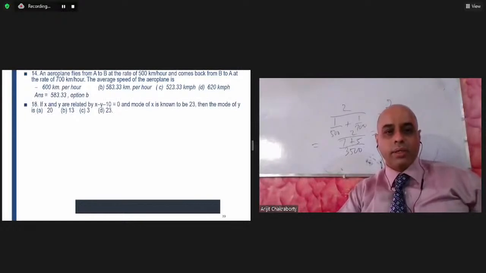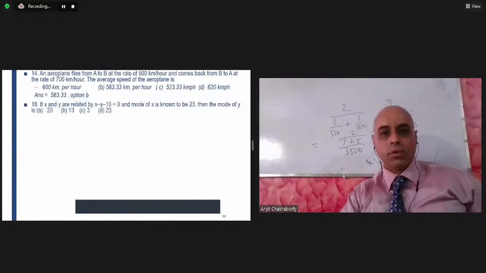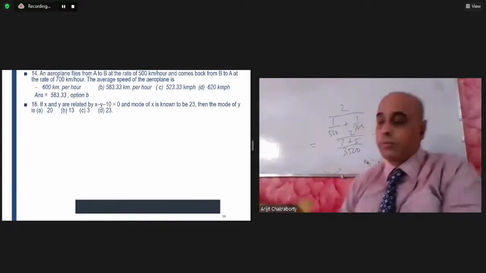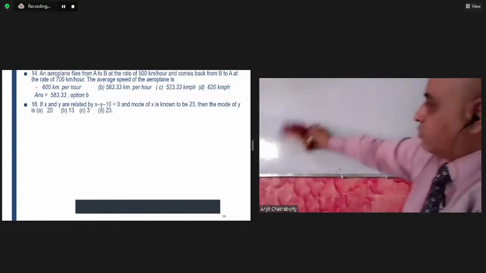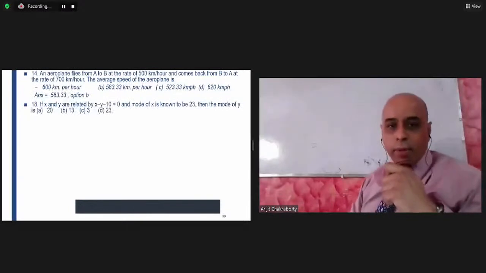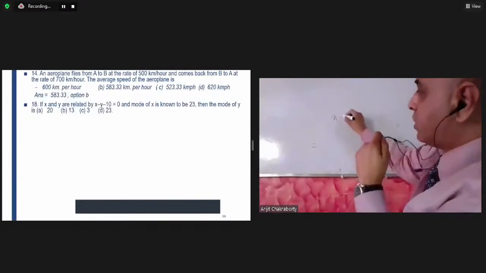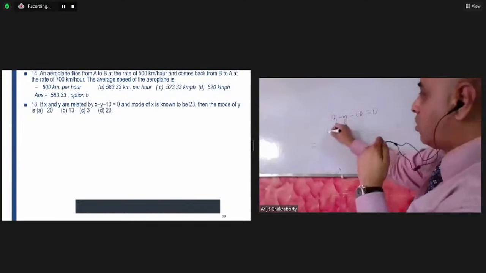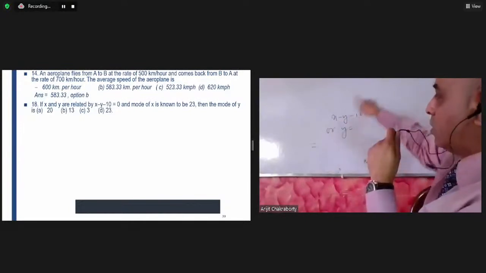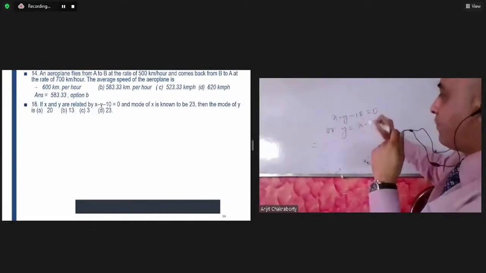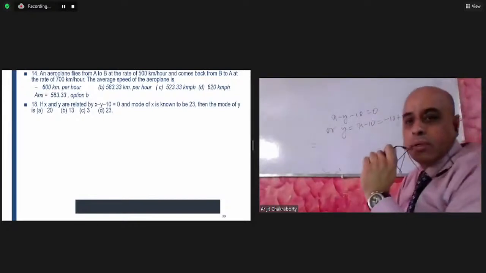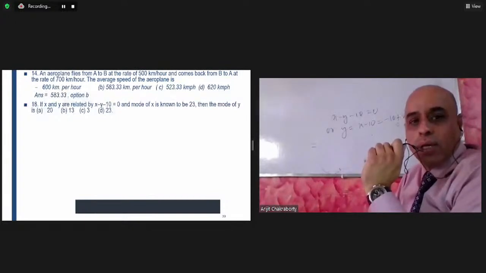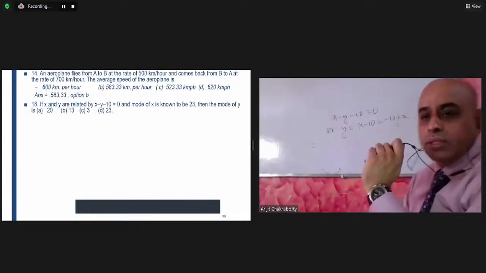Acha, if x and y are related by x minus y minus 10 equal to 0 and the mode of x is known, this is a very, very important question. Kindly note, what will be the mode of y? So it's given x minus y minus 10 equal to 0, or I can write y is equal to x minus 10, or I can write minus 10 plus x. It is given that the mode of x is 23.